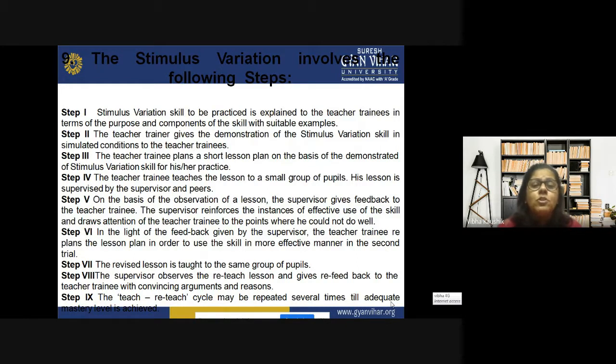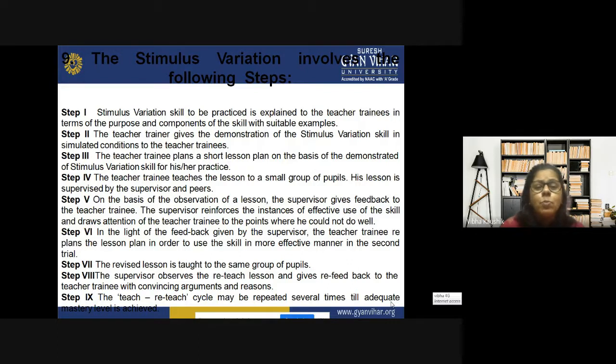Step 3: the teacher trainee plans a short lesson plan on the basis of the demonstrated stimulus skill for his or her practice. Means the teacher has to prepare a lesson plan, a short micro lesson on the stimulus variation skill, to demonstrate how that skill will be used by him or her during the practice session. The fourth step: the teacher trainee teaches the lesson to a small group of people, means the number of students will not be more than 10.